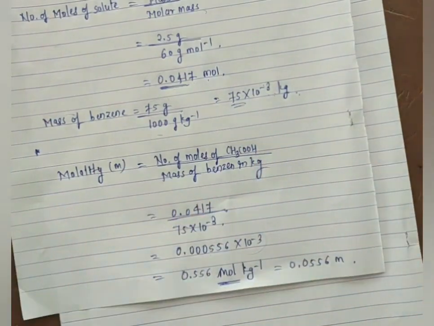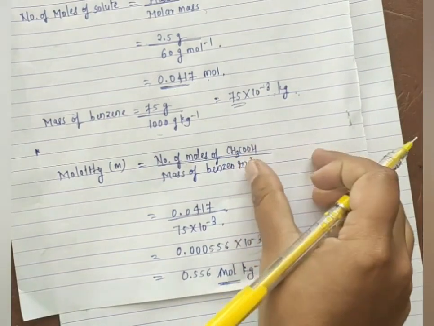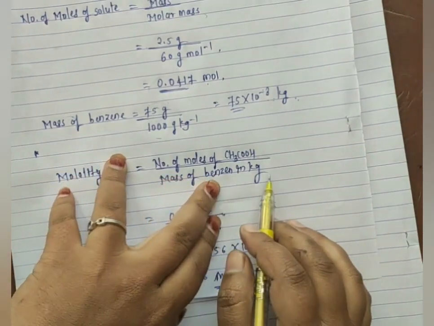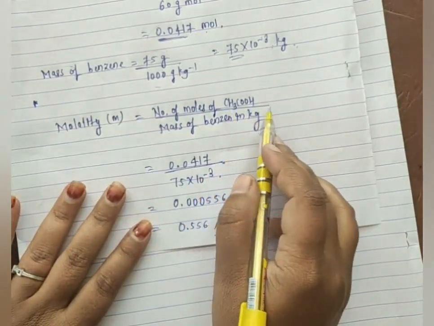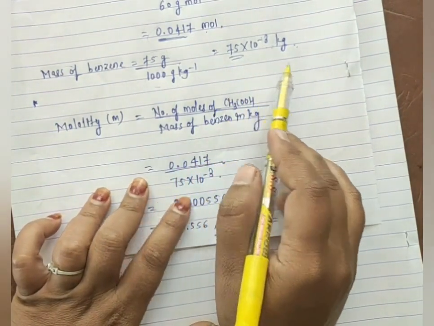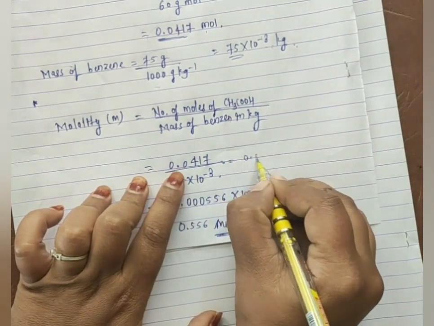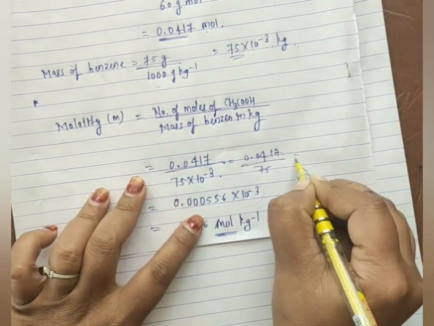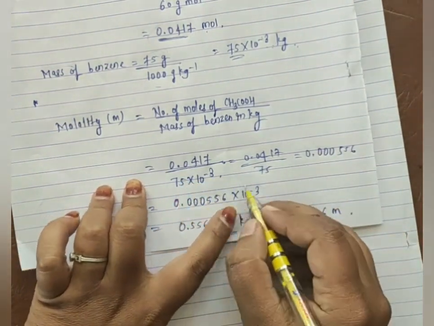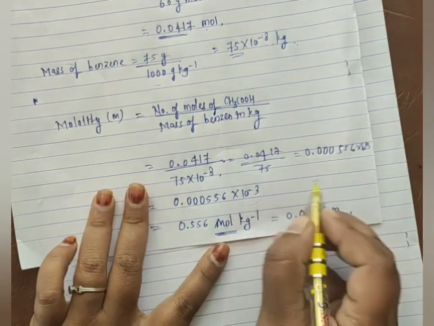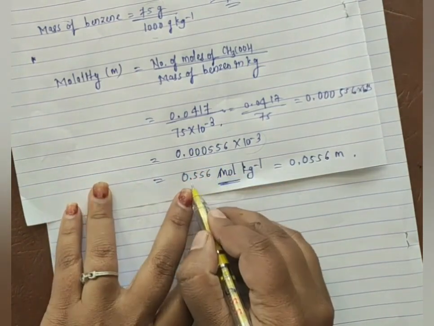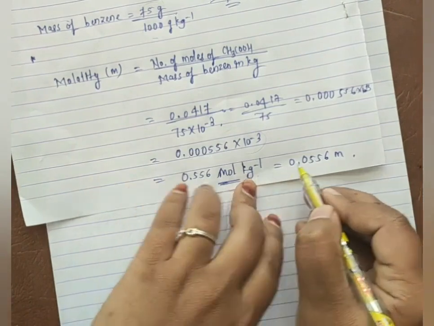So using the formula, now we have to calculate the molality, because we know both the number of moles of ethanoic acid and the mass of the benzene in kg. So the number of moles of ethanoic acid is 0.0417 divided by the mass of benzene, that is 75 into 10 raised to minus 3. If I divide 0.0417 by 75, I am getting 0.000556, and the 10 raised to minus 3 will become plus 3. If I shift here, I am getting 0.556 mole per kg.